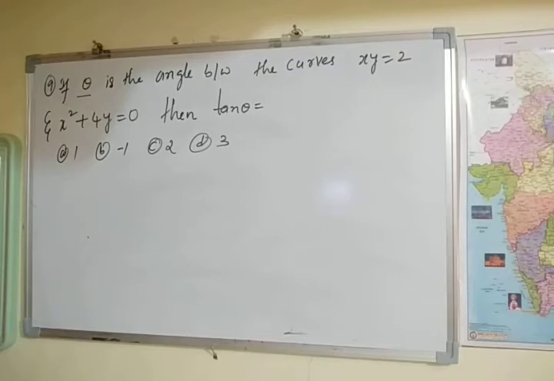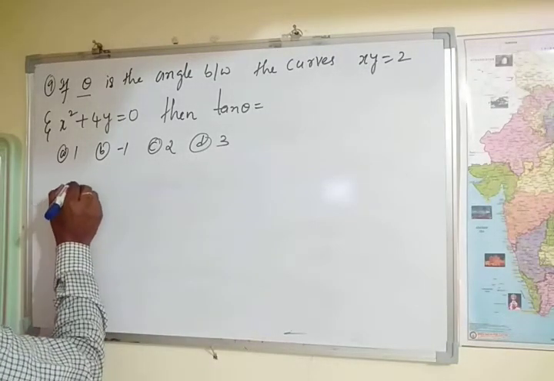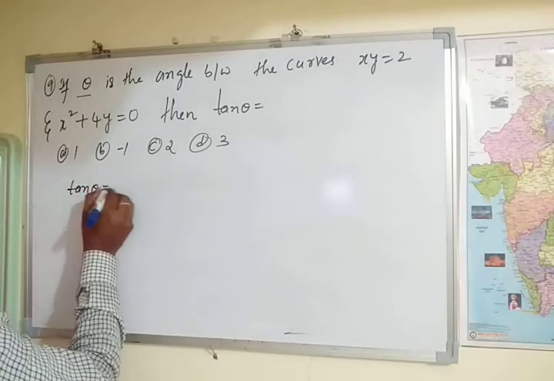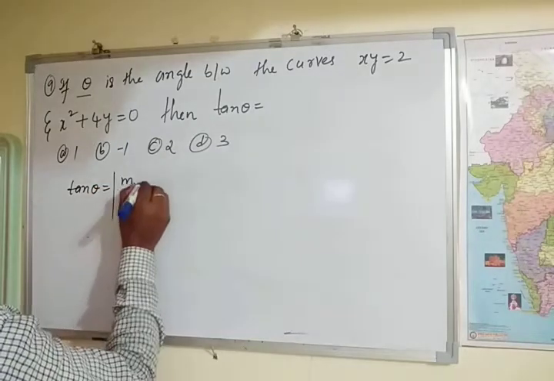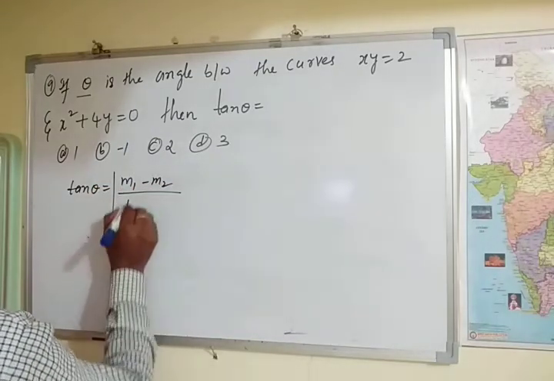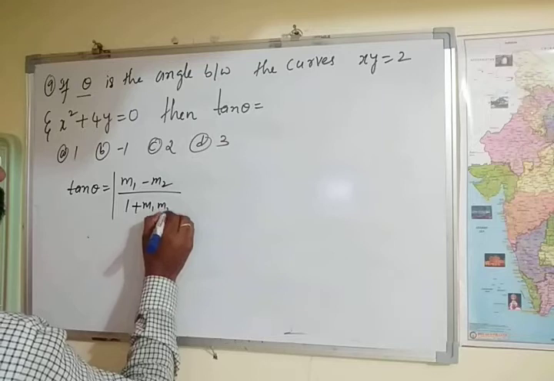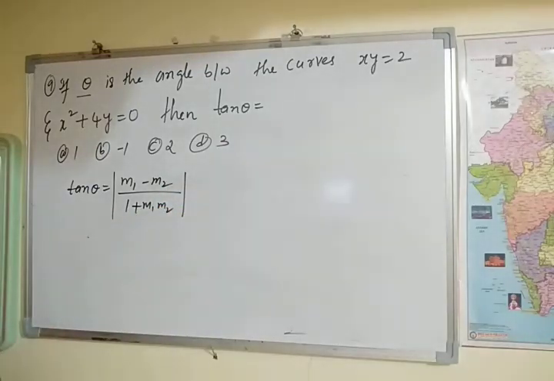See here, if theta is the angle between the curves xy is 2, x square plus 4y is 0, then tan theta is. We know the formula for the angle between the curves: tan theta is equals to the magnitude of m1 minus m2 divided by 1 plus m1 m2. So now here we have two curves. Using the two curves, we have to find the derivative forms. Slope 1 means m1 and slope 2 means consider m2.